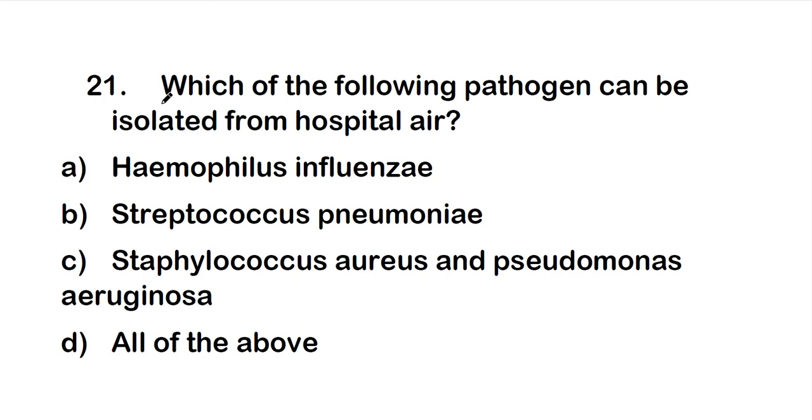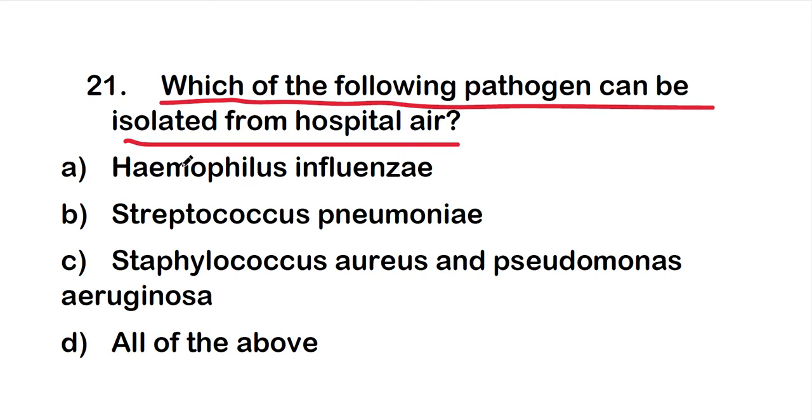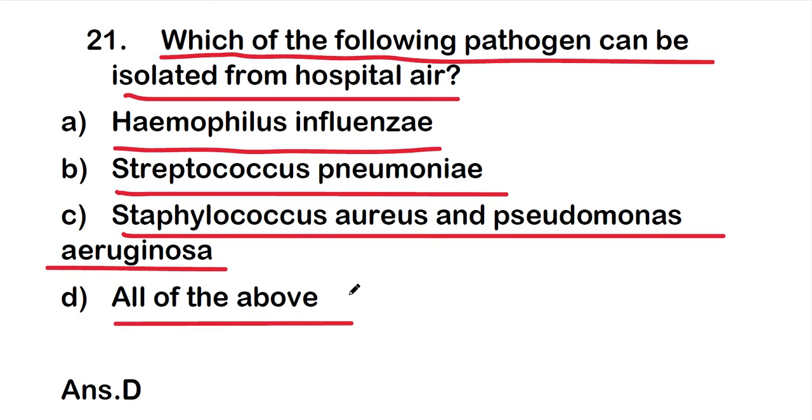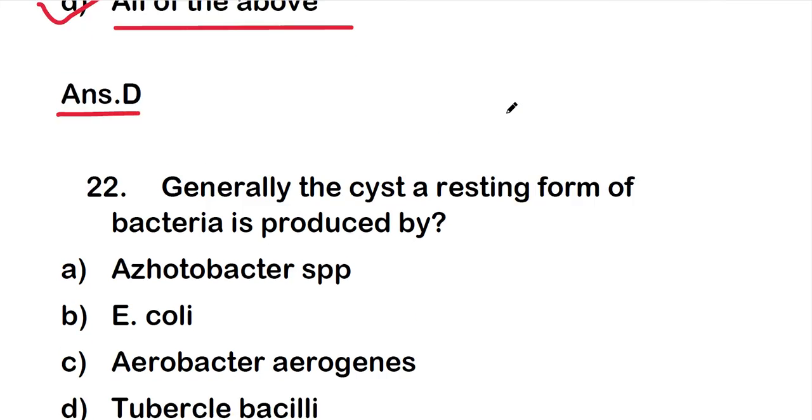Okay, so the first question is, which of the following pathogens can be isolated from hospital air? And the options are Haemophilus influenzae, Streptococcus pneumoniae, Staphylococcus aureus, Pseudomonas aeruginosa, or all of the above. And the right answer is option D, that is all of the above. So all of these pathogens can be isolated from hospital air. Okay, so move on to the next question.